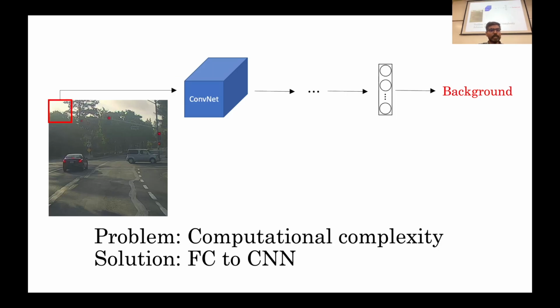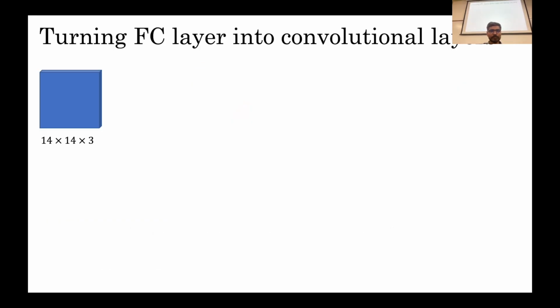Okay, now we will discuss another problem, which is computational complexity. So one way to solve this problem is to convert the fully connected layers which are at the end of the classification network to a CNN. We will see how we can do this. Let us say you have an image of 14 cross 14 cross 3 and you use a 5 cross 5 kernel on top of that. The output will be 10 cross 10 and we are using 16 channels. So we will get 10 cross 10 cross 16 output.